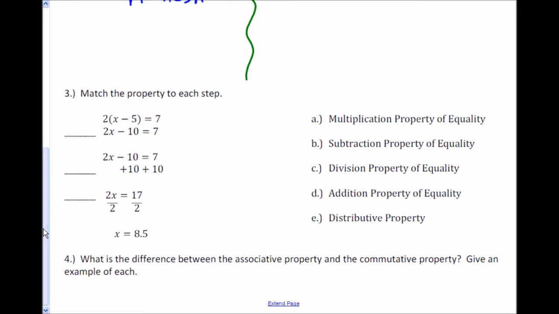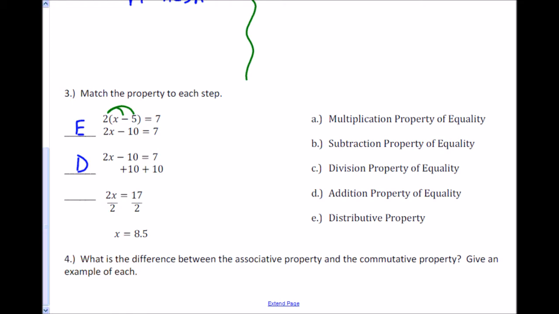For this one, it says to match the property to each step. And so the first one, right here, in order to get this first step, I'm multiplying the 2 times the x and the 2 times the -5, and that's my distributive property, which is letter E. The next thing I do is I add 10 to each side, and when I add the same thing to each side of an equation, that's my addition property of equality. And then the last step, I divide each side by the 2.